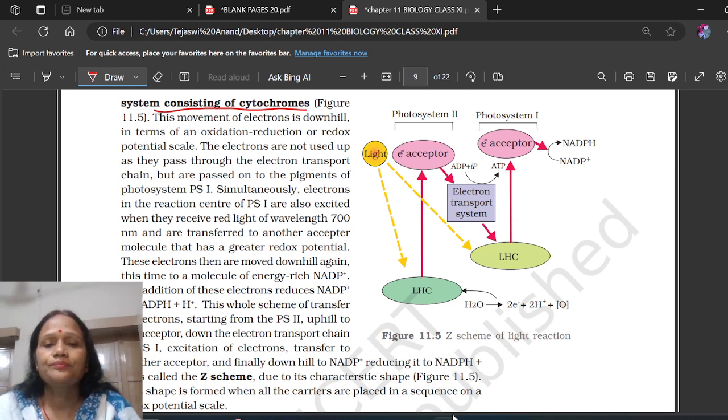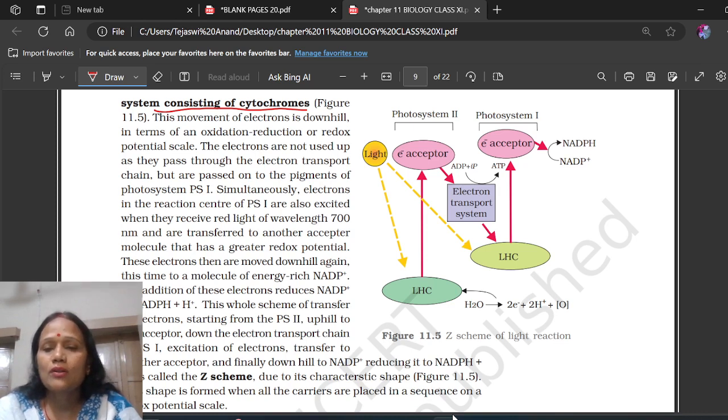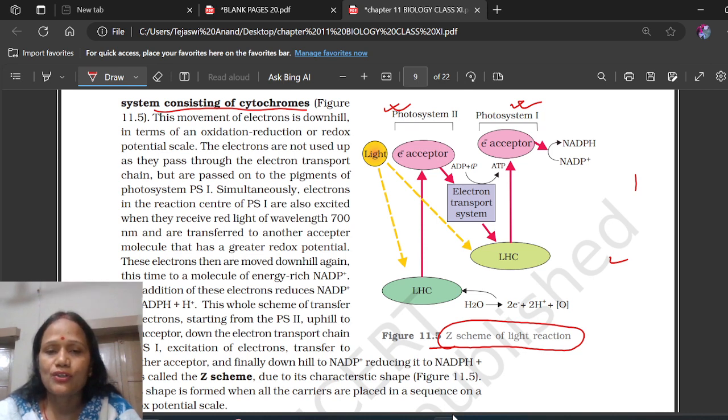How does it happen? Look here. I tell you very clearly. If you read in the book, then also, and otherwise I can discuss in the notes also. So it has this PS2 system, this is PS1 system, and this whole topic is called Z scheme of light reaction. It is also called non-cyclic photophosphorylation. Non-cyclic, which consists of two LHC. One LHC is photosystem 2 and one LHC is photosystem 1.